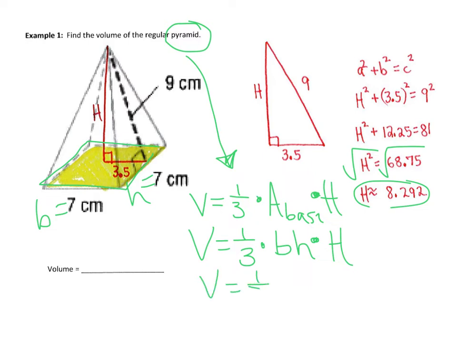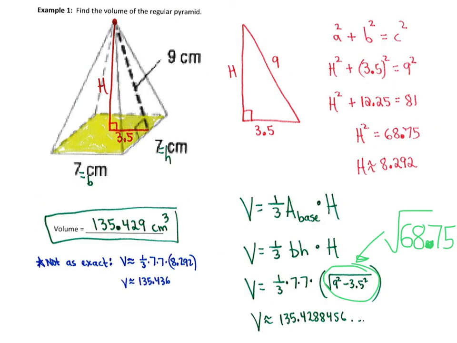We have 1/3 times 7 times the square root of 68.75. Go ahead and put that in your calculator. Round to the nearest 3 decimal places, since the question does not specify how many decimal places to round. Okay, so our final answer is 135.429 cubic centimeters.